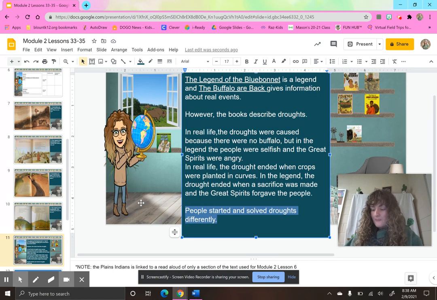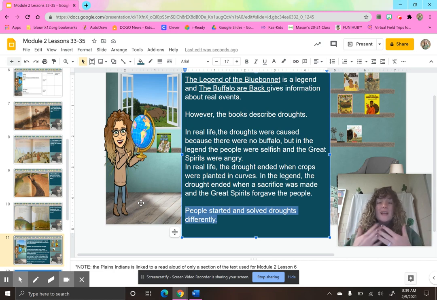People started and ended. I put ended, but you can put solved. Droughts differently. That restates what our topic statement was. There are differences in the droughts in both stories. All right, so that is an example of a paragraph that we could write describing the differences of the droughts in The Buffalo Are Back and The Legend of the Blue Bonnet.